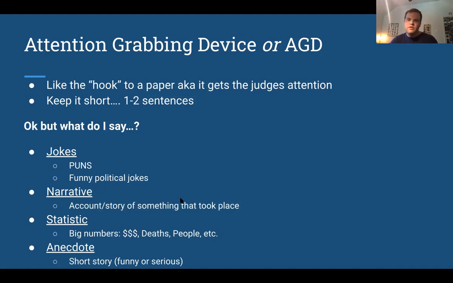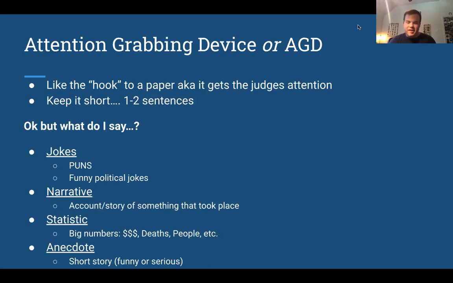Some other things you can do is a narrative. This is more technical, and I don't usually do it just because it takes more time to figure out. It's an account or story of something that took place in relation to your topic, like someone's account of what happened. If you're talking about the protests that are going on, it could be an account of the protester, something that can transition you into the background or more information.